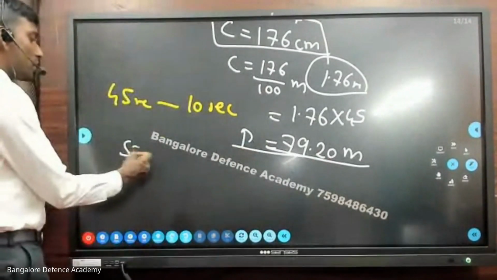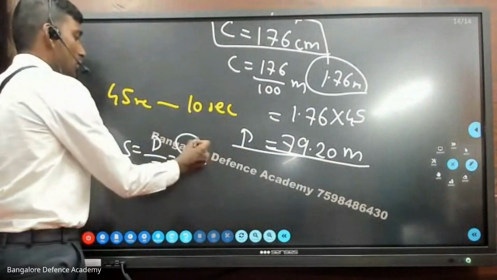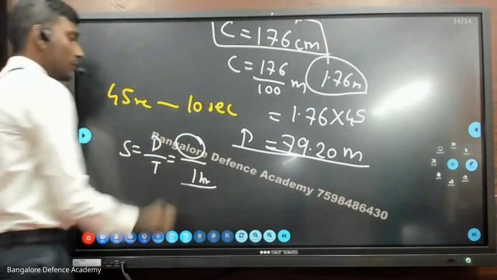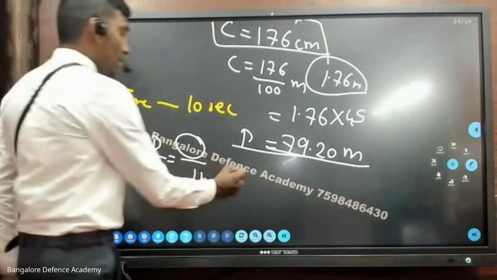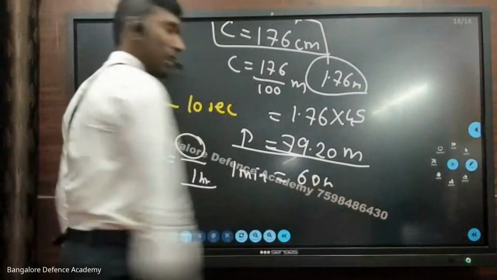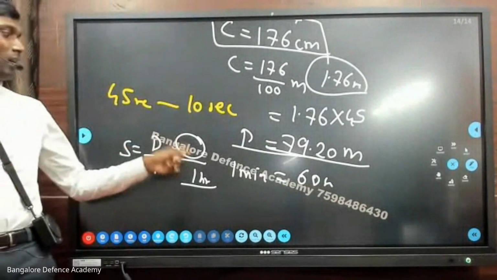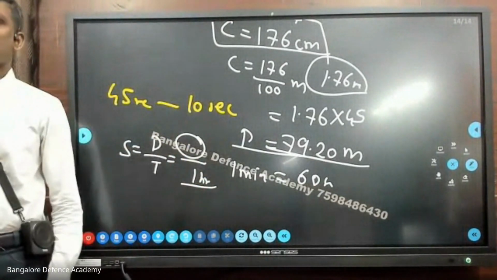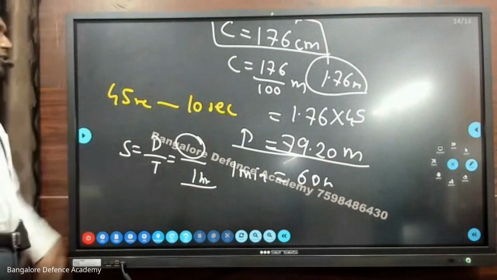What is the formula for speed? Distance traveled by time taken. I want to find the total distance traveled in how many hours? 1 hour. So now tell me, in 1 minute, how many seconds? 60 seconds. In 1 hour, how many seconds? 3600. So what is the logic here?